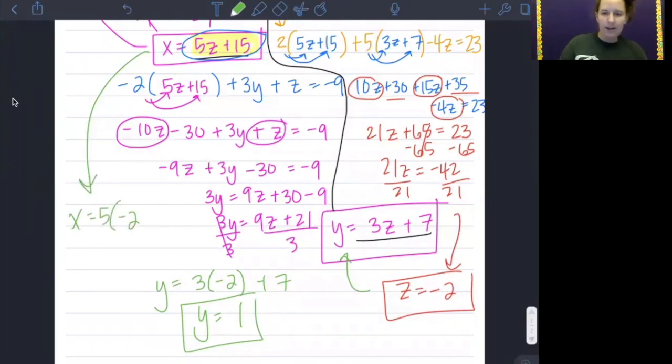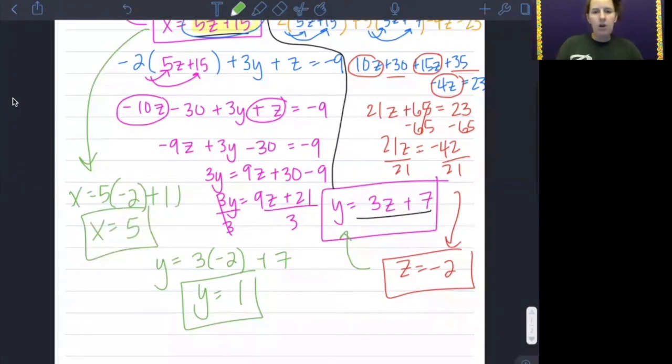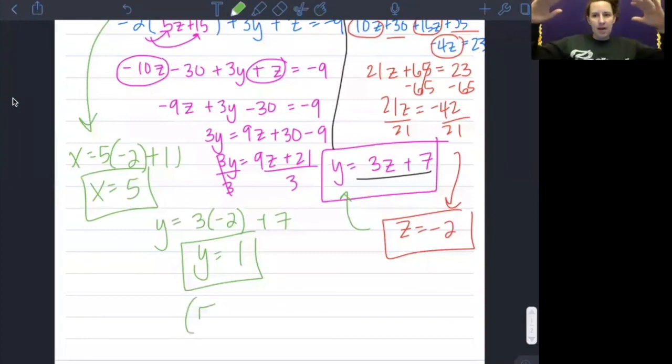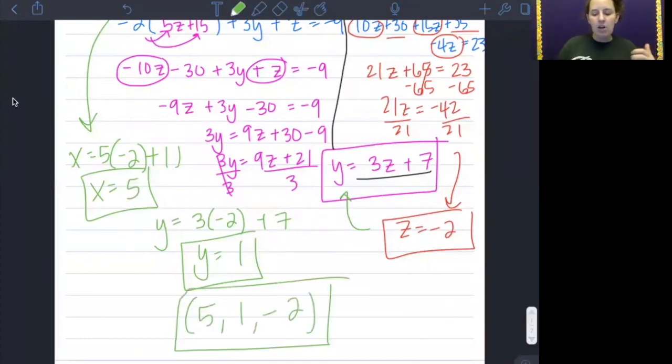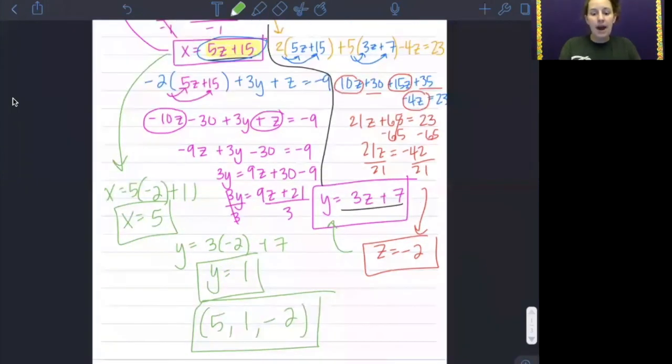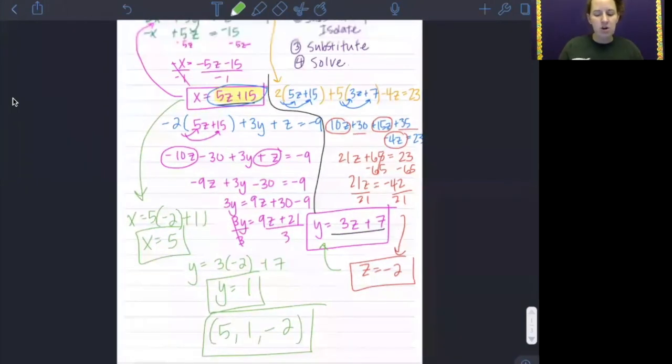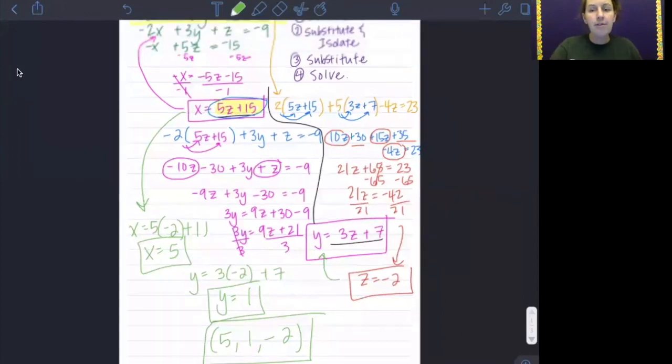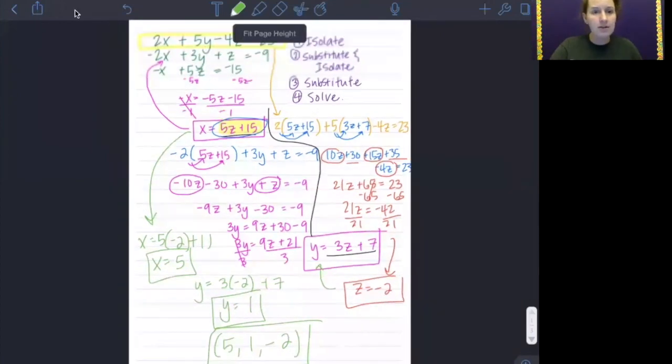Our work is kind of all over the place, lots of arrows, things like that. I expect that in here. Normally in math, we like to see you work downward, but since there's so much substituting and stuff like that, your work on this gets a little bit spread out. So that's okay. Just make sure to draw your arrows so that I know how to follow your work on your assignment.